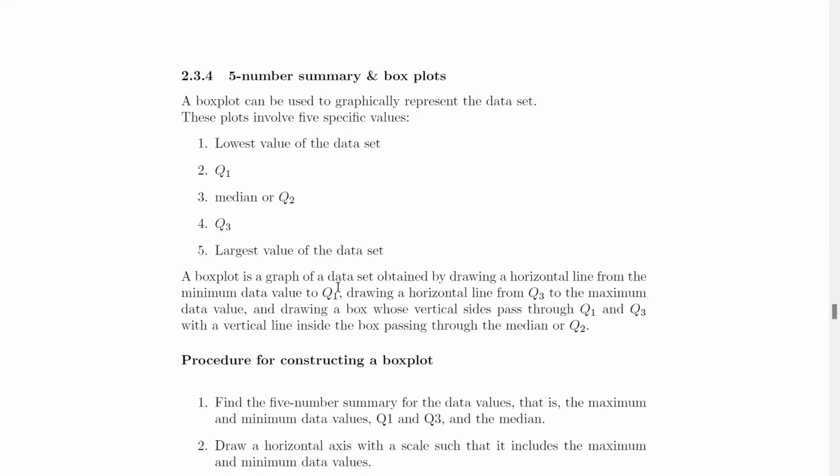So it's a graph of a data set obtained by drawing a horizontal line from the minimum data value to Q1. Then you draw a horizontal line from Q3 to the maximum value, okay? And then you draw a box whose vertical sides pass through Q1 and Q3 with a vertical line inside the box passing through Q2.